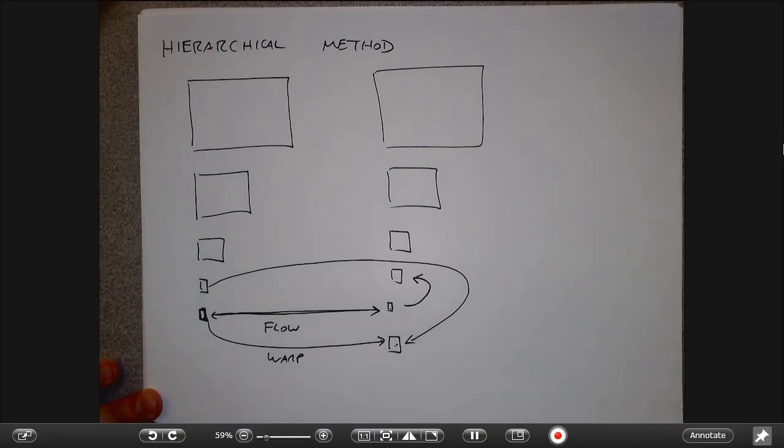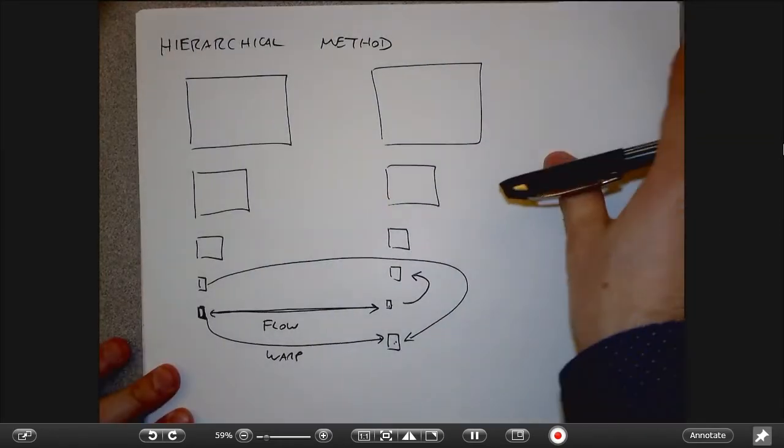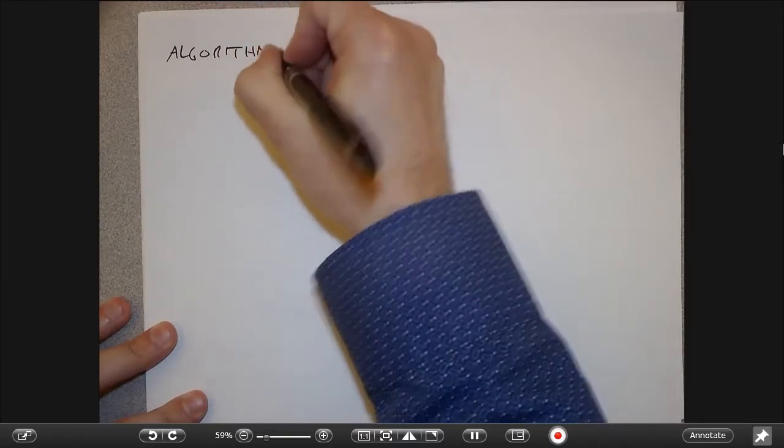So to summarize: you estimate the flow, and then you warp it, and then you upscale it, and then you compare it with the next level. Right. Let me try and be a little bit more concrete about this, just so that I'm clear. So basically, the algorithm. I know I have a tendency to be hand waving in these lectures.